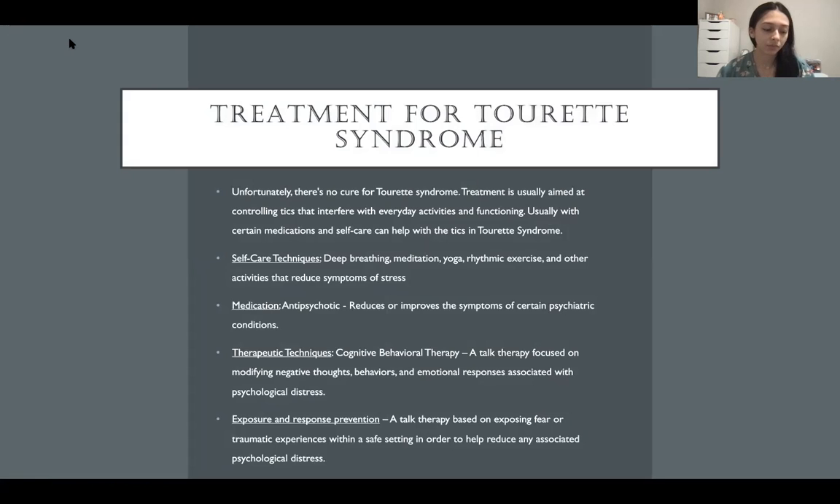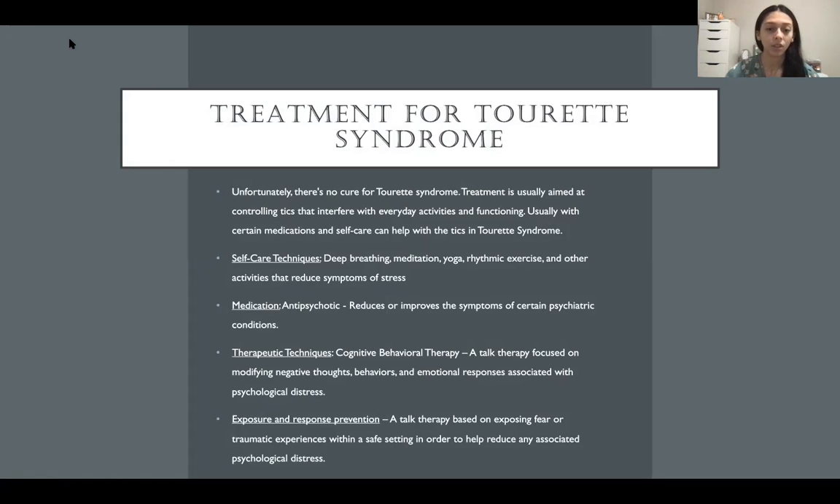Medication. In my opinion, I wouldn't recommend medication because you don't know if it's going to get worse or better. So that's just my opinion. But the medication is an antipsychotic, which reduces and improves the symptoms of current psychiatric conditions. Like I said, I already gave my opinion on that.